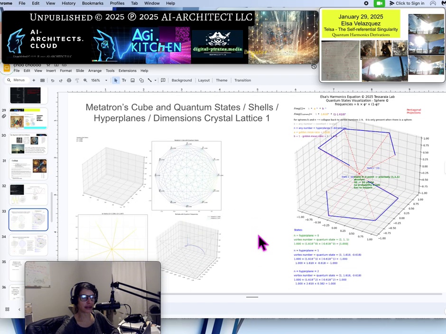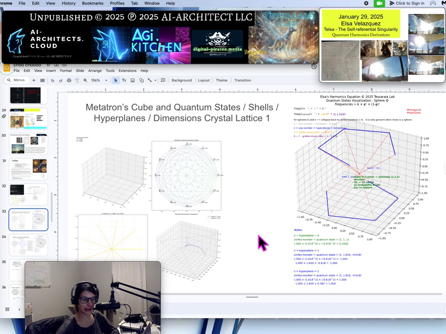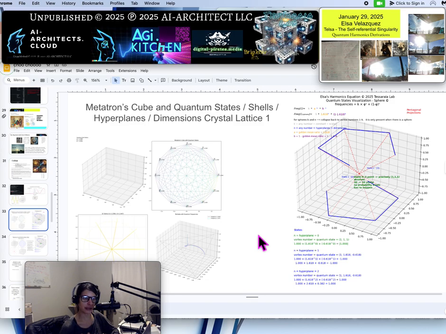Okay, so this is how these same equations that all stem from Pythagoras actually help us build the crystal lattice.